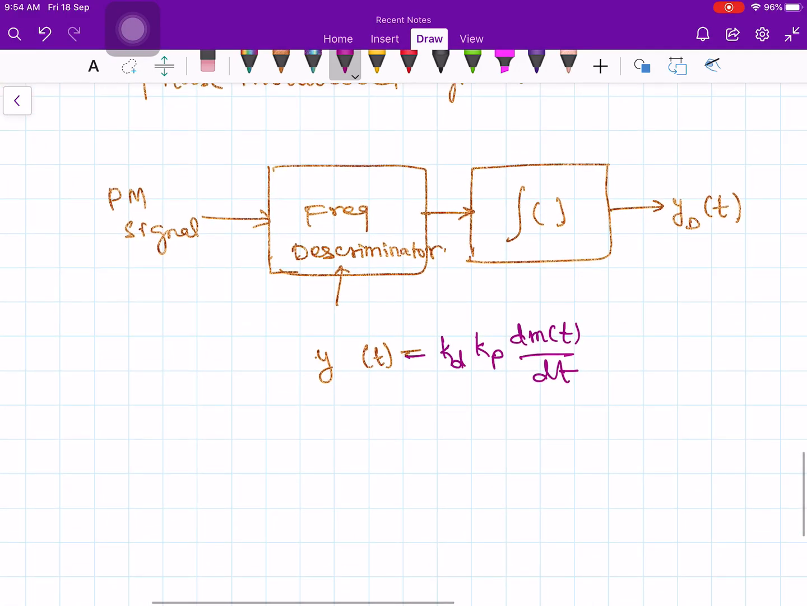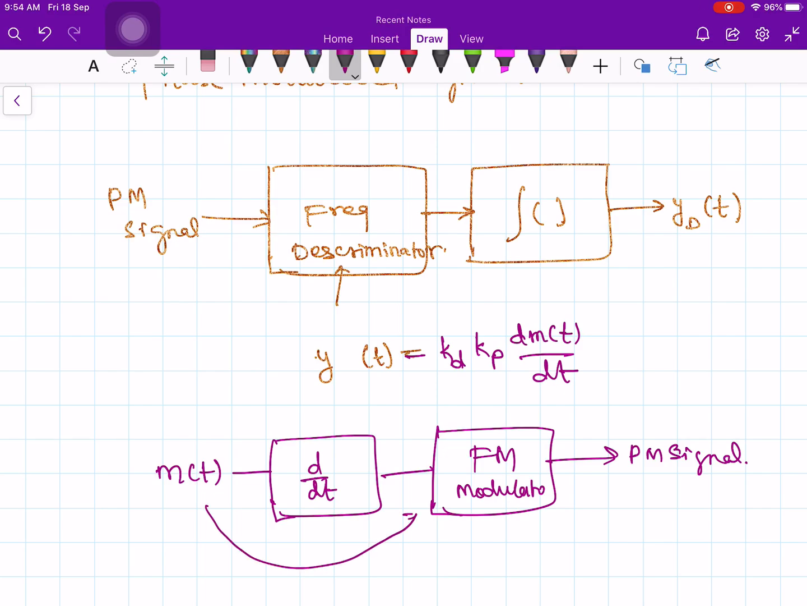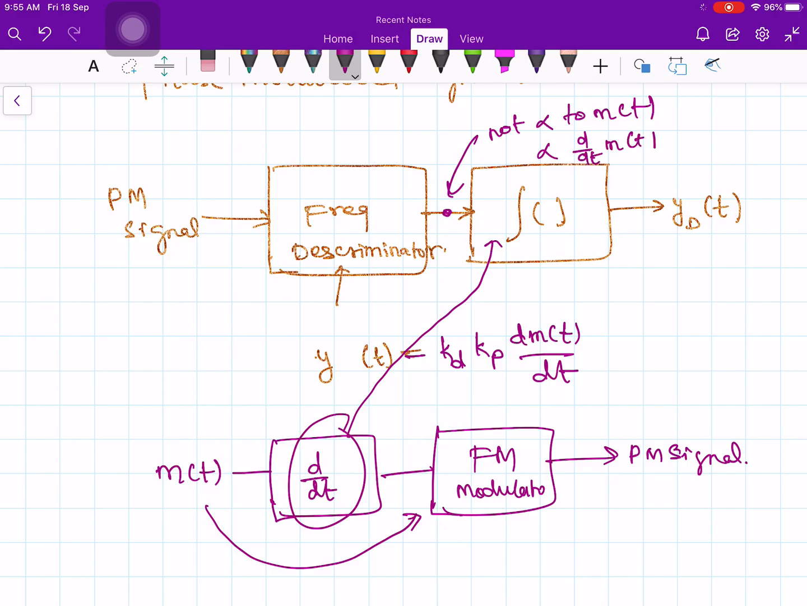Recall the figure from one of the previous lectures. You give m of t, that m of t is first differentiated and then given to the FM modulator, the frequency modulator, and that one is the phase modulated signal. Therefore, before giving the message signal to the FM modulator, you differentiated once. The inverse operation of the differentiator is the integrator. The output y of t at this point is not proportional to m of t, but proportional to what? d by dt of m of t. Therefore, what do we need to do? We need to integrate. So you must pass it through an integrator to get something which is proportional to m of t. That's what we are doing here.